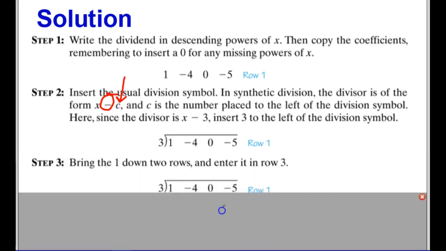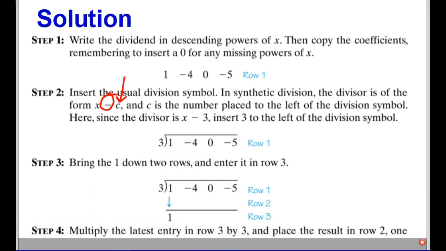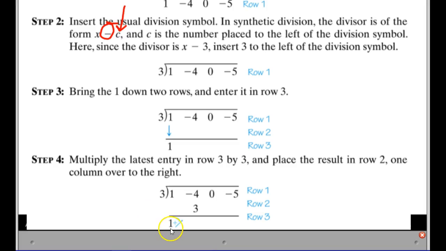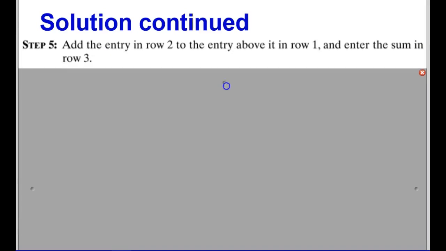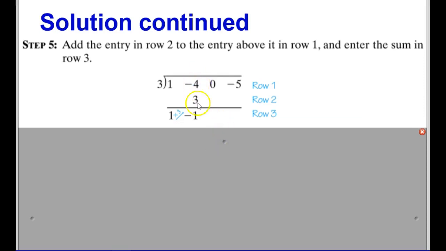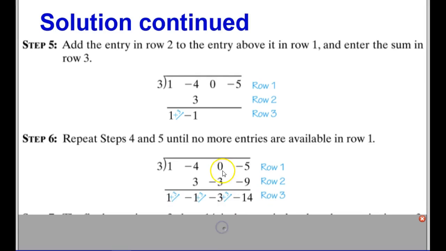So now I bring down my first row. So I take down the 1. Always we're just going to take down the first number. It's always that step. Then, once I've brought that down, I multiply 3 times this 1. So 3 times 1 gives me 3. So now let's look at my next step. I add negative 4 plus 3 is negative 1. And now I'm going to do what I just did again. 3 times negative 1 is going to be a negative 3. Then I add 0 plus negative 3 is negative 3. 3 times negative 3 is negative 9. Then I add negative 5 plus negative 9 is a negative 14.